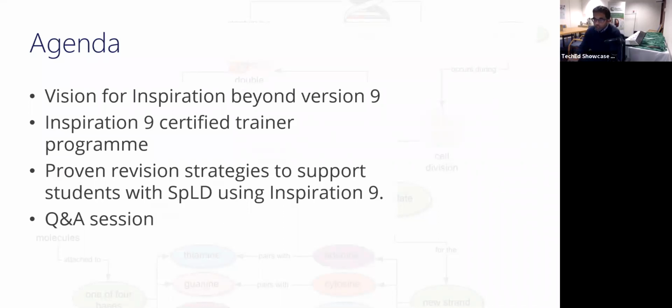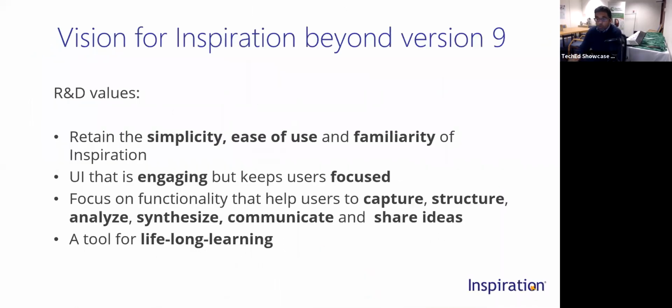Okay, so let's look at what we're looking at beyond version 9. Since we acquired the rights to publish Inspiration 9, obviously we've been building it in within the business. But the other thing as well is that we've been, from day one, looking at what we are going to do with this product, taking it forward. And so first of all was looking at the values, our research and development values around the product. What this will help us to do is guide us in terms of what we want to do with the product.